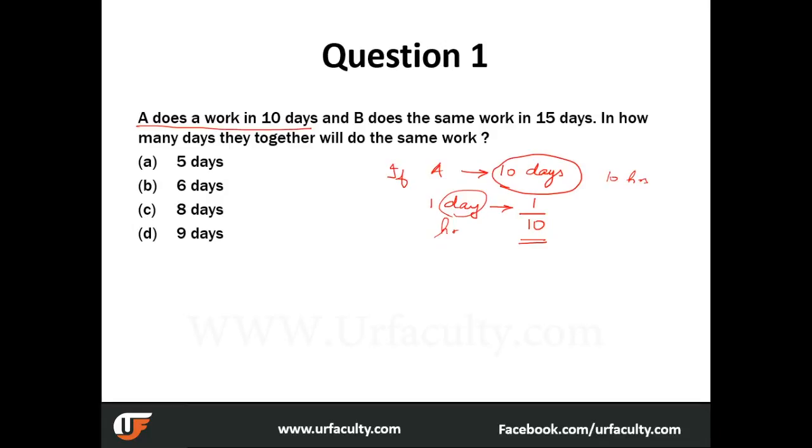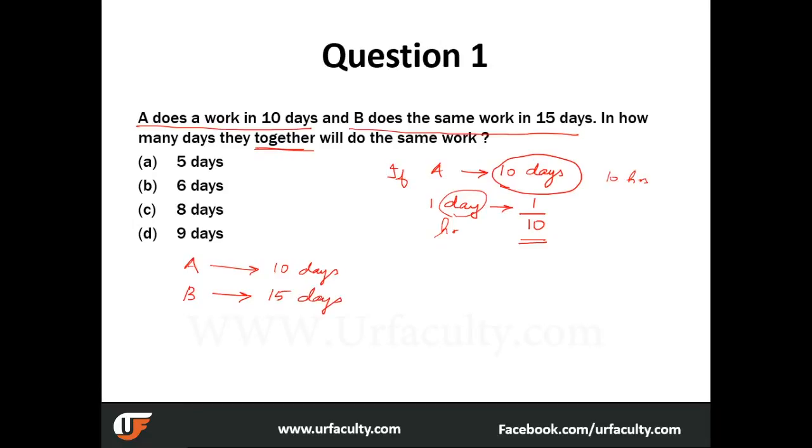A does a work in 10 days and B does the same work in 15 days. We know that for the same amount of work, A does it in 10 days and B in 15 days. Now, how many days will they take to do the same work together? Here we need to sum up the effort of A and B. Now, we know that A can do it in 10 days and B can do it in 15 days.